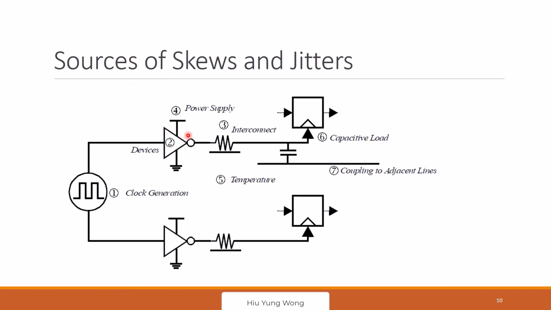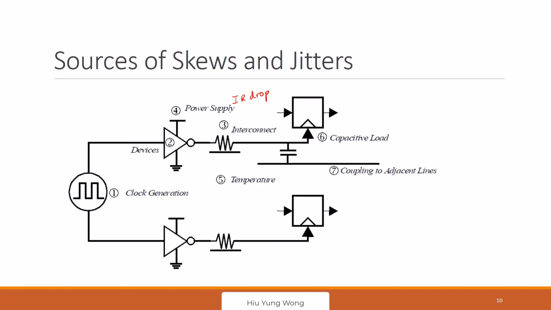Power supply can be changing because of the IR drop, right? Like here, IR drop. Then you don't have the correct voltage. Sometimes you suddenly draw a lot of current, so you have more IR drop. Then your delay will increase, right?